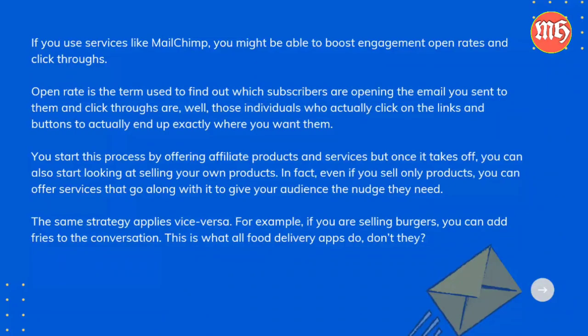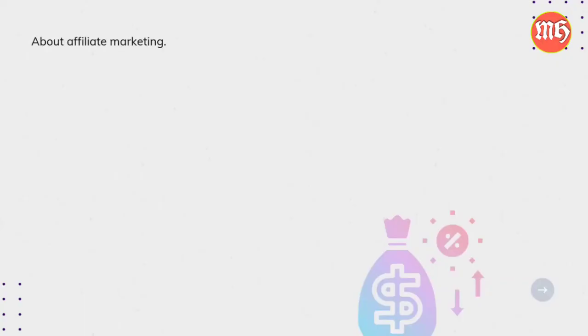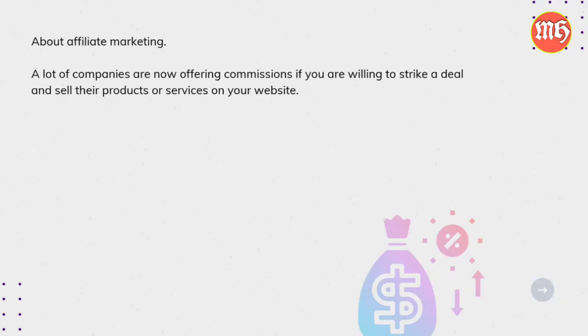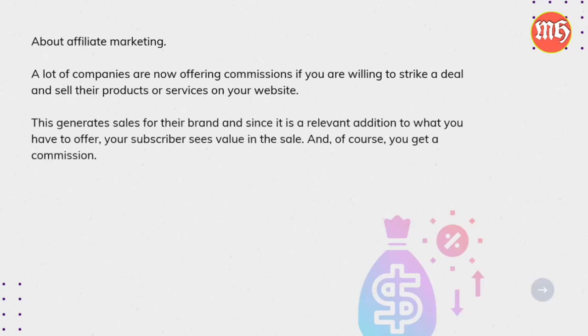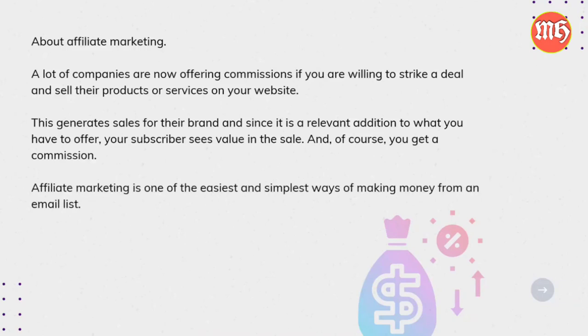About affiliate marketing. A lot of companies are now offering commissions if you are willing to strike a deal and sell their products or services on your website. This generates sales for their brand, and since it is a relevant addition to what you have to offer, your subscribers see value in the sale, and of course, you get a commission. Affiliate marketing is one of the easiest and simplest ways to make money from an email list.